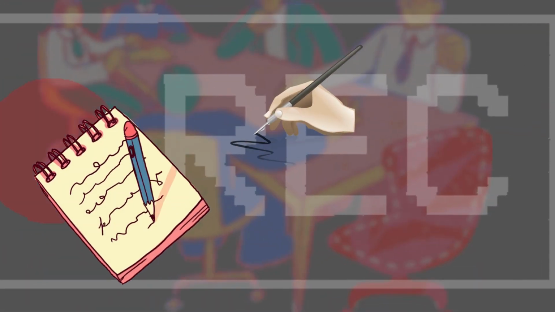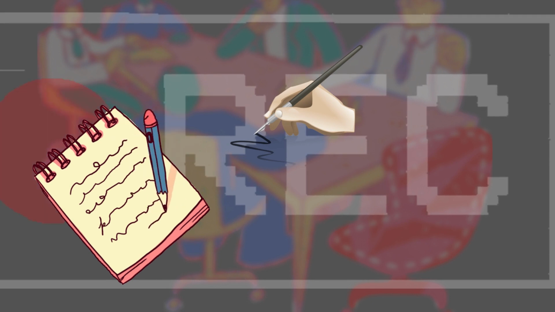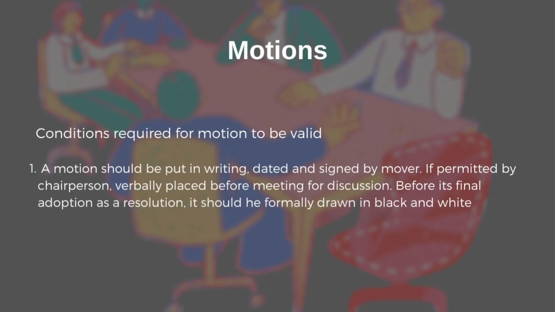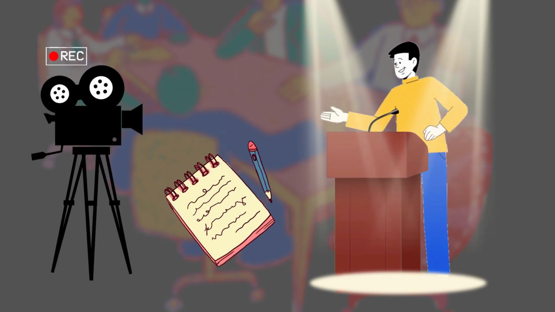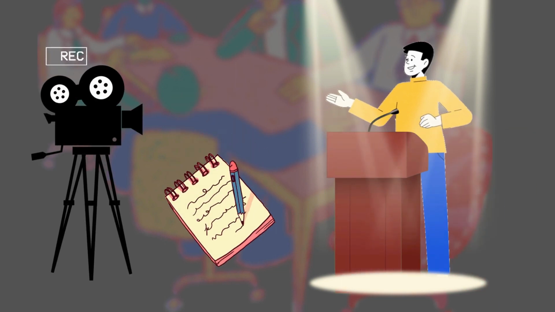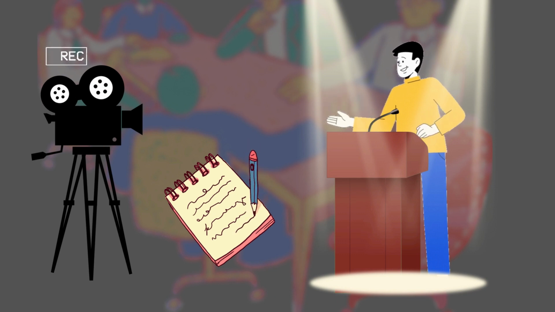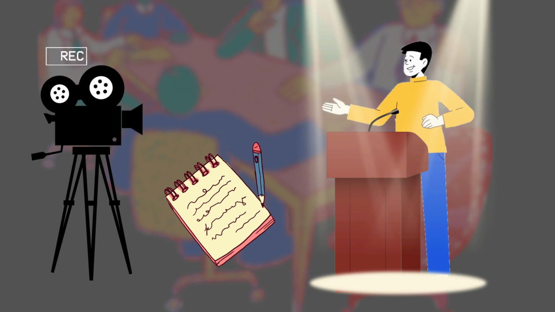A motion should be put in writing, it should be dated and signed by the mover. If it is permitted by the chairperson, it can also be verbally placed before the meeting for discussion. However, before its final adoption as a resolution, it has to be written in black and white. A motion also has to be duly seconded by some other member. However, when a chairperson moves a motion, it need not be seconded. Those are the privileges of the chairperson.